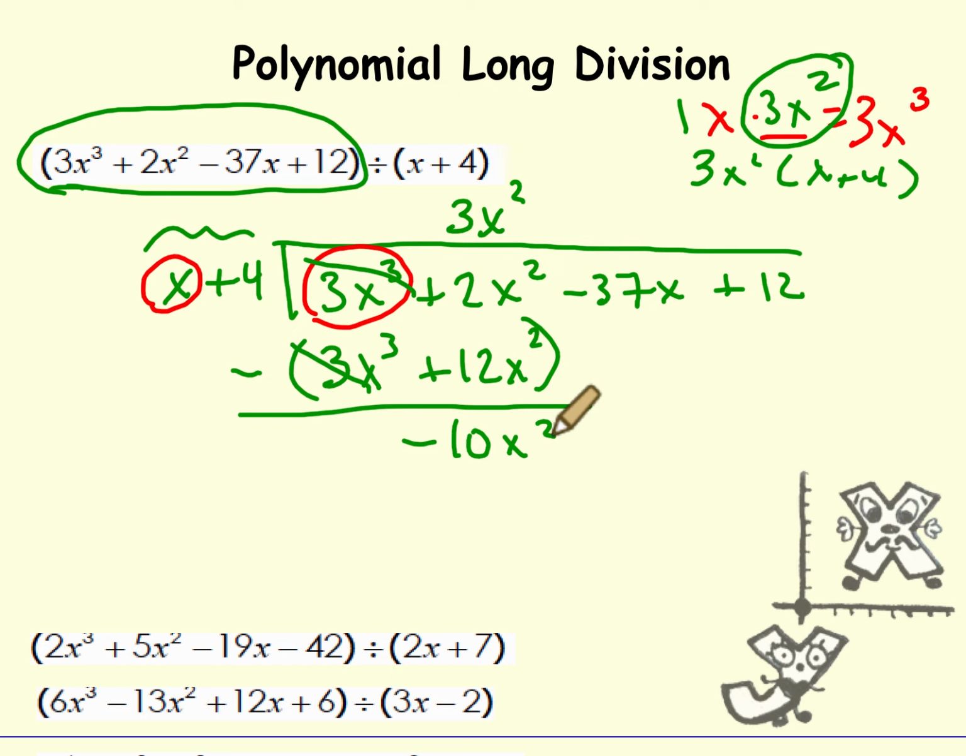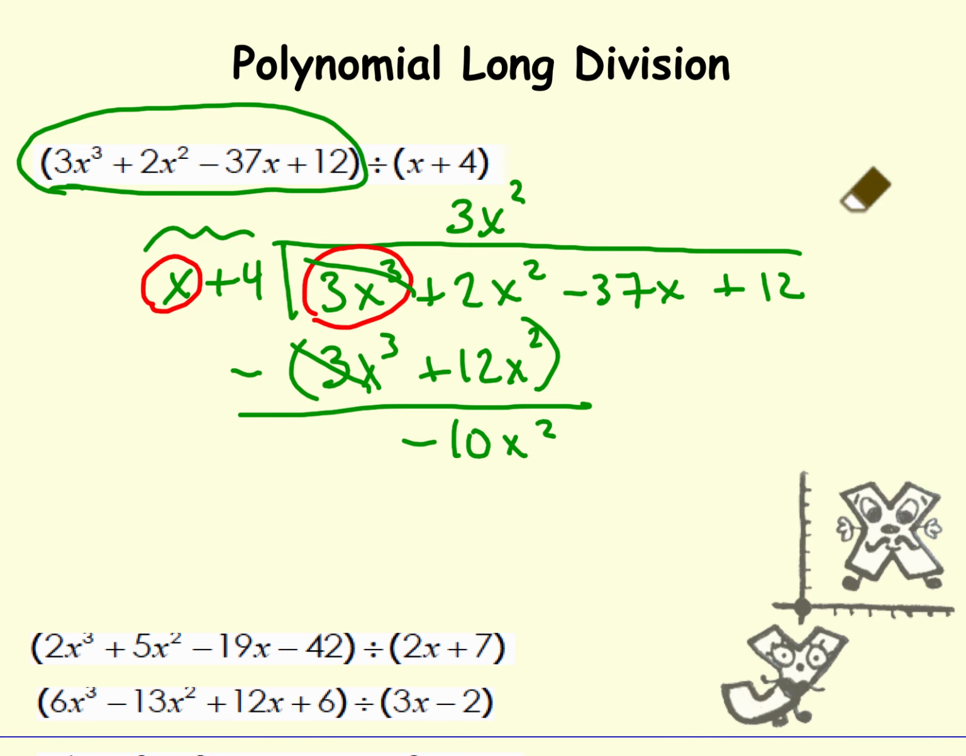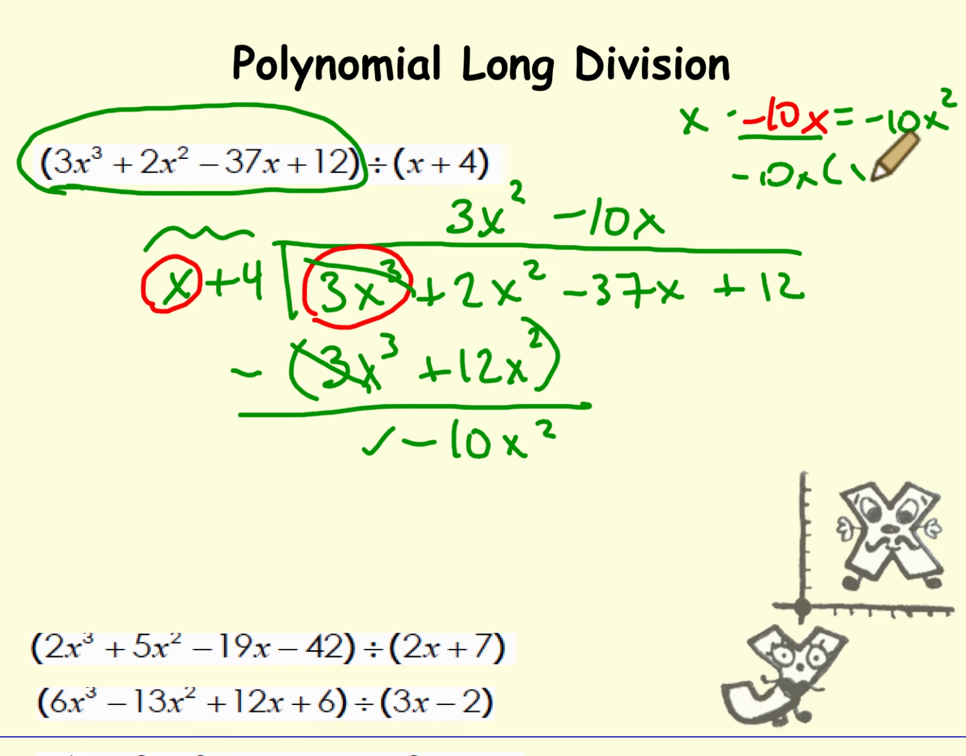Now I'm going to do the same thing. What times x is going to make negative 10x squared? So x times what equals negative 10x squared? I know x times x gives me x squared, and 1 times negative 10 is going to give me negative 10x. So I'm going to write negative 10x, and then distribute negative 10x times x plus 4. Negative 10x times x gives me the negative 10x squared, which I already have.